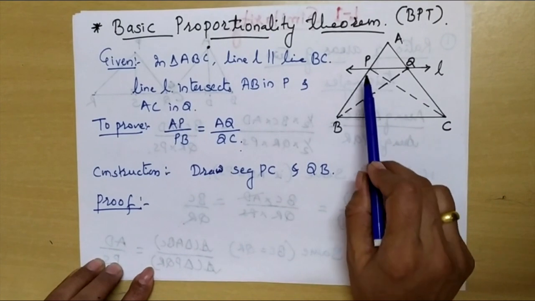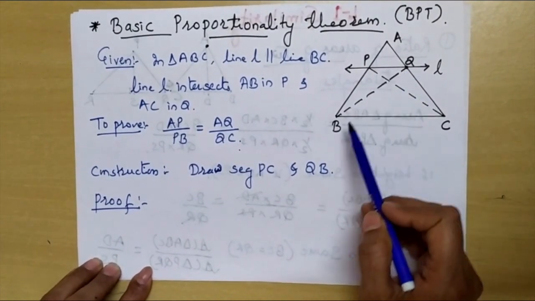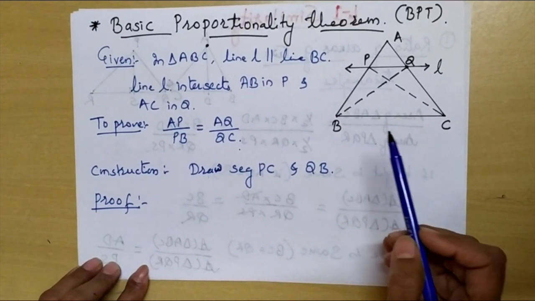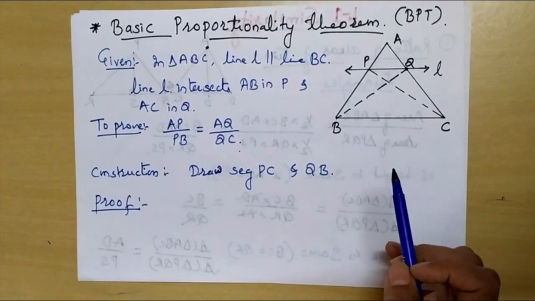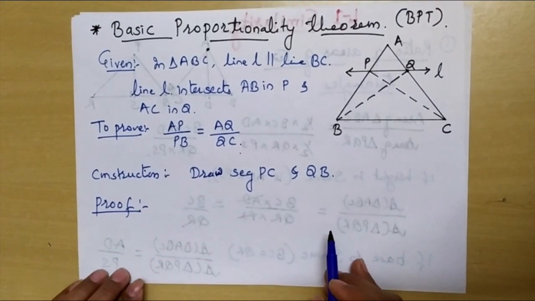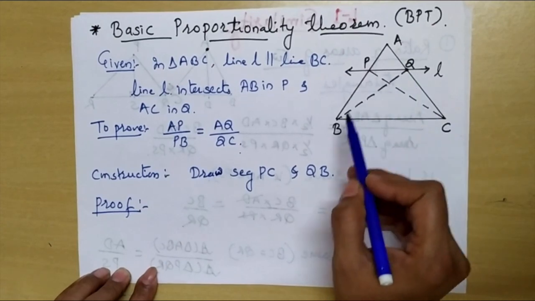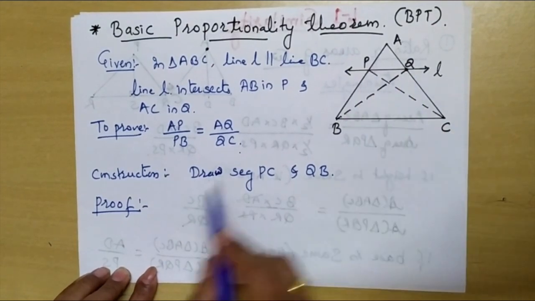Now what is the construction? Draw a segment PC, that means join this P to C and Q to B. So we will get separate triangles. So what we have to consider? Let us consider first the pair of these two triangles, APQ and BPQ.